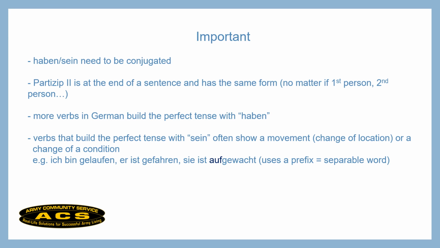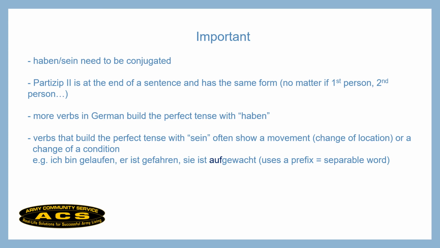What are a few important things that you need to know when you're working with the perfect tense? Well, you have to build it with either haben or sein, and that needs to be conjugated. Then you have to use Partizip zwei, which is at the end of the sentence, and that always has the same form, so you don't need to worry about that one. Now, sometimes it's a little bit difficult to understand when do I use haben and when do I use sein. So there are rules for that.